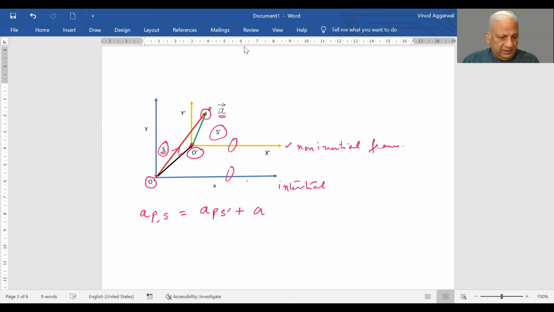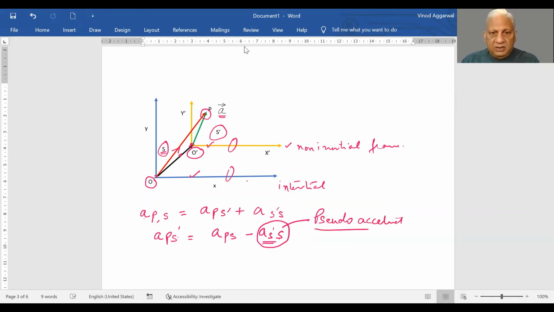There is another term which gets added. You can say the acceleration of the particle as seen by the moving frame is the same as the acceleration of the particle seen from a fixed frame minus some other acceleration. What is this acceleration? This term came because of the relative acceleration between the two frames, right? So this we call pseudo acceleration.